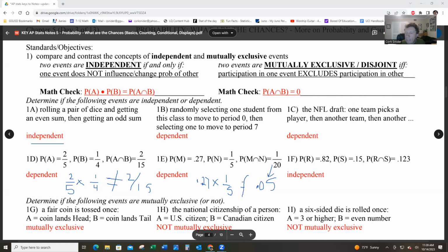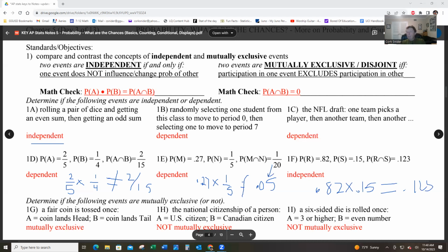Now here's one that's independent. 0.82 times 0.15. That does equal 0.123. And because their product is the individual numbers multiplied together, those are independent events.